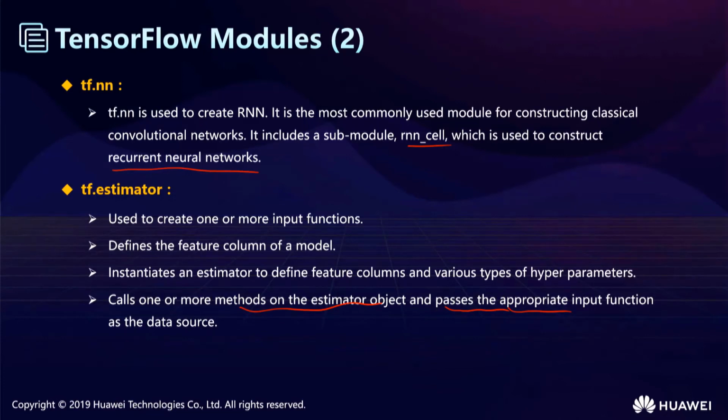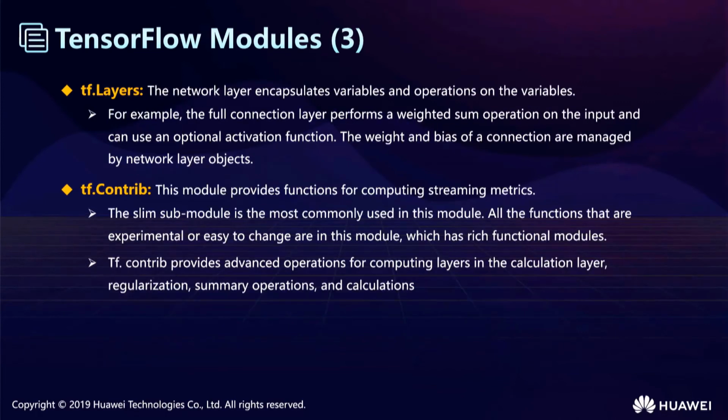And now let's see the advantages of it. Estimator-based models can run on a single server. Also, they can run on multiple distributed servers without the need for modification. This can save a lot of time and improve efficiency, and the estimator is usually simpler than using the low-level APIs. And tf.layers encapsulates the variables and the operations.